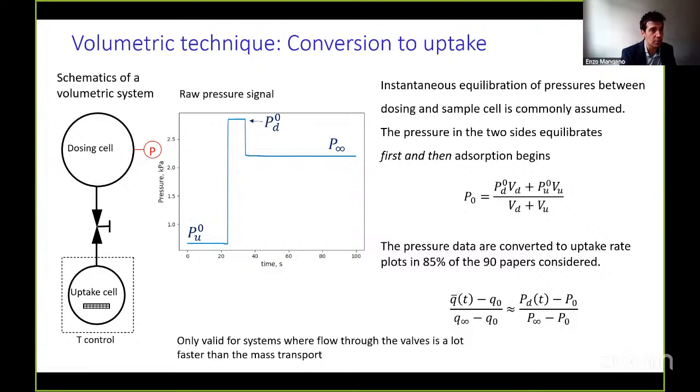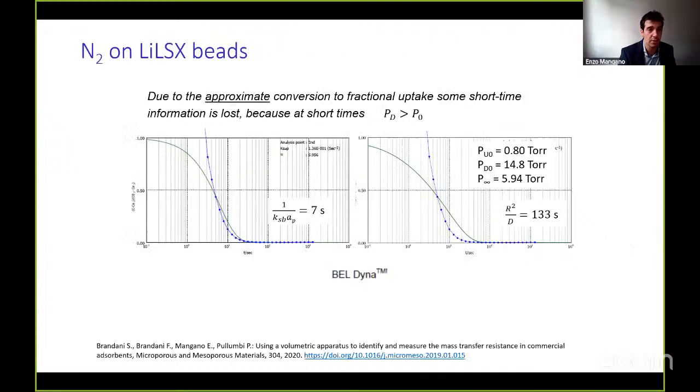The drawback of such an approach is that if your system is instead fast, you're losing part of the information, which is in the initial instance after you open the valve. This is an example that we reported in a collaboration with Air Liquide, where we looked essentially at the absorption of nitrogen on lithium LSX beads. Here, the commercial software of a commercial volumetric system reports the transient uptake, as well as a model that goes through the data.